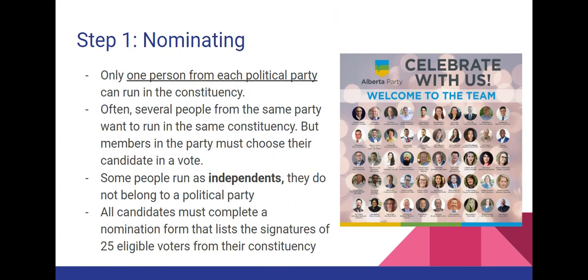So step 1, the nomination process. Now, like I said, grade sixes, there are constituencies and political parties in the constituencies. Only one person from each political party can run in a constituency. So often there's several people from a party that want to run, but members of that party actually have to vote on the candidate that they want to be kind of the face of the election.